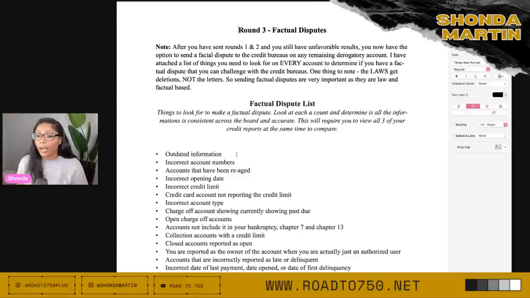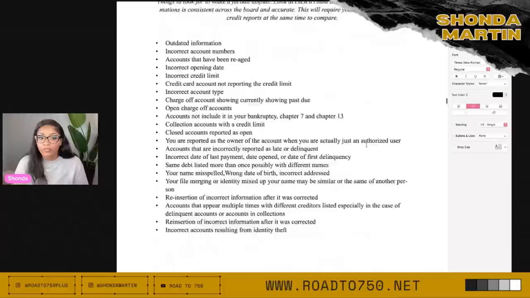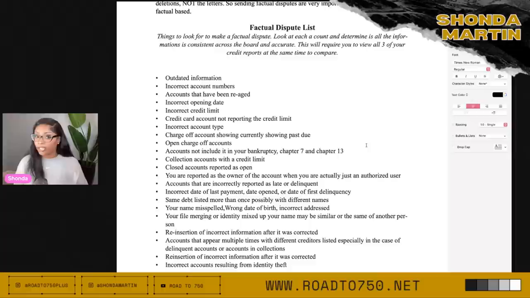What are different things that you should look for on every account? I need you guys to screenshot this list, because these are different things that, when you are looking at your credit report and you're in round three and you're like, dang, I don't know what else to challenge, you got to look at every single credit account, collection account, and you have to look at every line to see, ask yourself all of these questions.